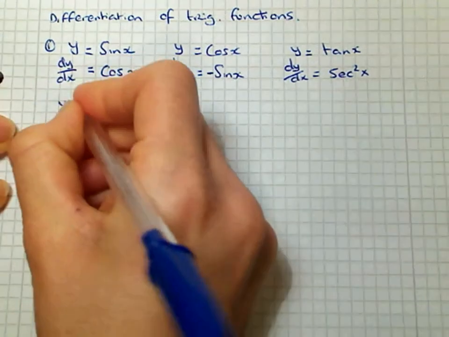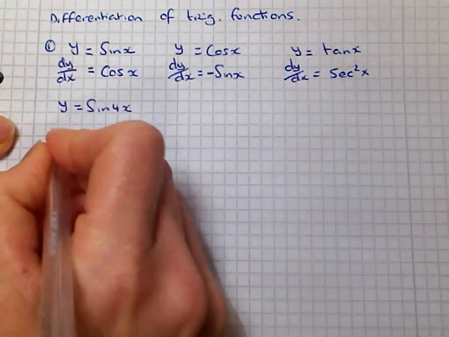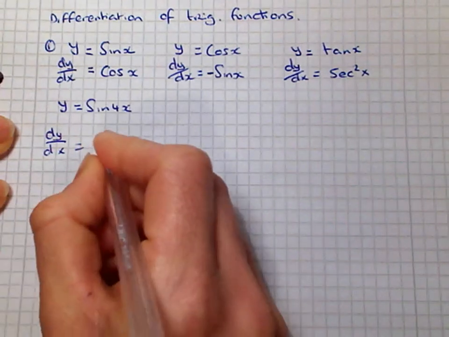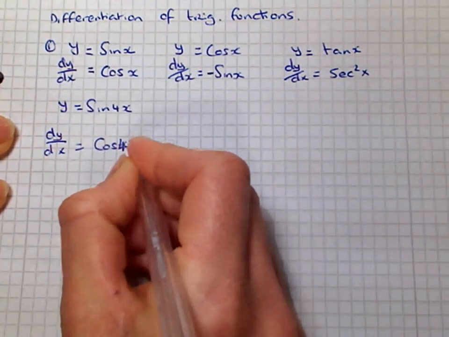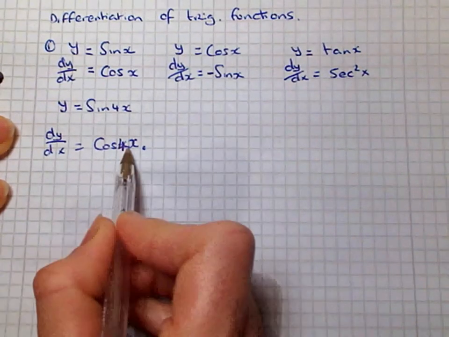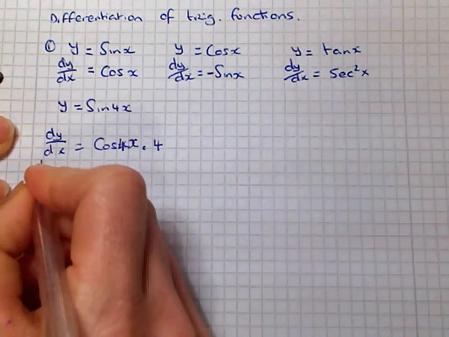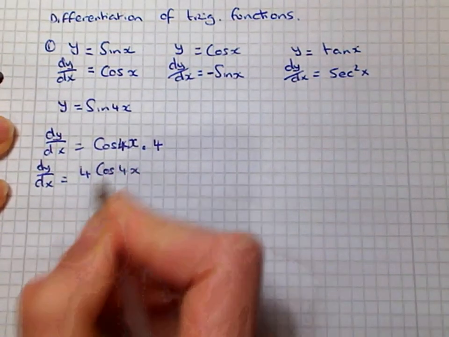Now if you had y equals sine of 4x, the differential dy dx is, when you differentiate sine of x, you get cosine of x. Sine of 4x, you get cosine of 4x by the differential of the 4x, which is 4. So the answer is dy dx is 4 cos 4x.